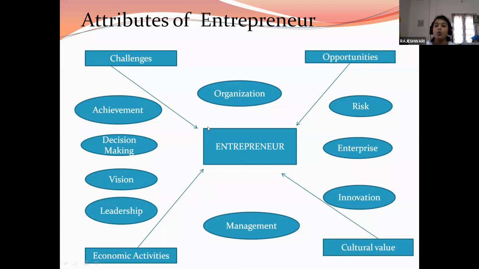for successfully running one business venture or one organization. So for the successful running of one organization, entrepreneurs should face the different external attributes: challenges, opportunities, cultural value and economic activities. These are all the external factors.